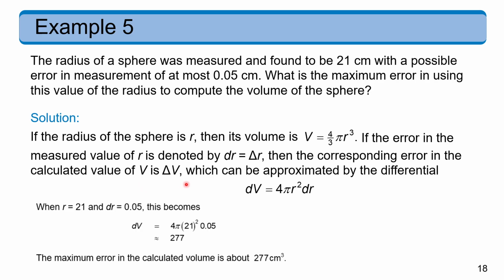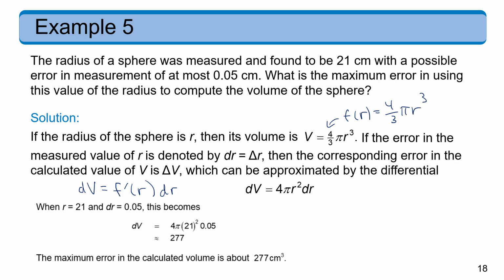The exact change in the volume is delta v, but we approximate it with the differential dv. So remember the general formula for the differential is dv equals f prime of r times dr. The f of r is the formula we're dealing with, which is this volume formula. So f of r is 4/3 pi r cubed.